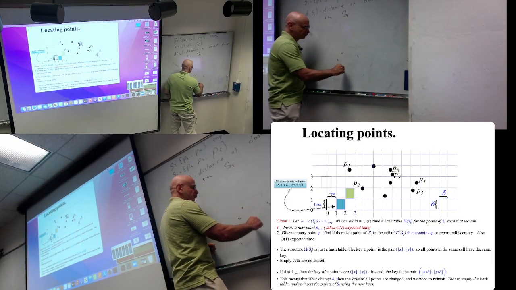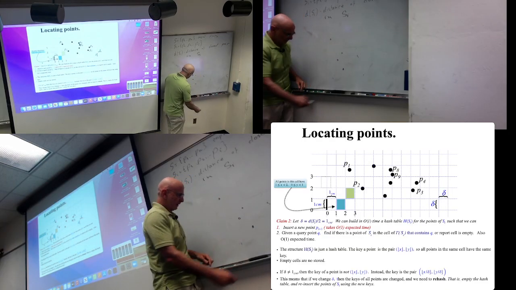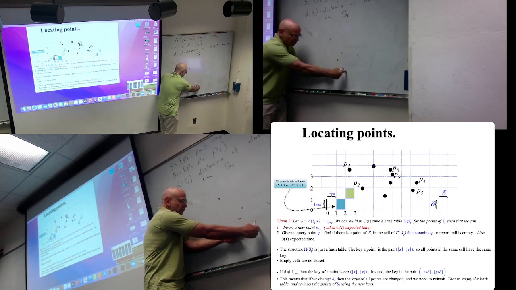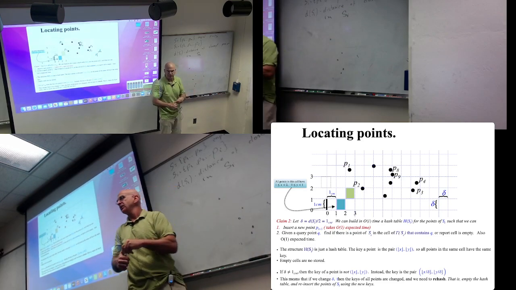Here are a few points in S. And presumably here is the closest pair, because the distance between these two guys is smaller than the distance between any other pair.